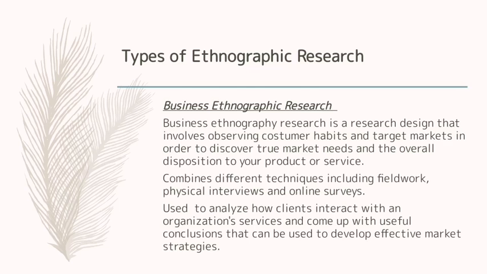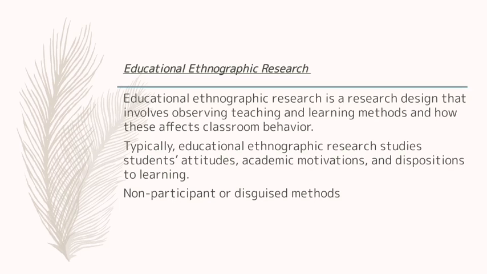Next is educational ethnographic research. This research design involves observing teaching and learning methods and how this affects classroom behaviors. This research model pays attention to its effects on learning outcomes and overall engagement by stakeholders within the classroom environment. Typically, educational ethnographic research studies students' attitudes, academic motivations, and dispositions to learning.